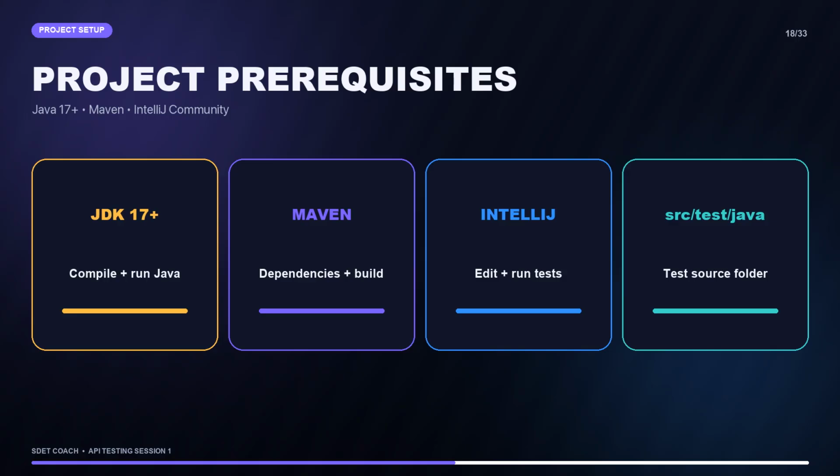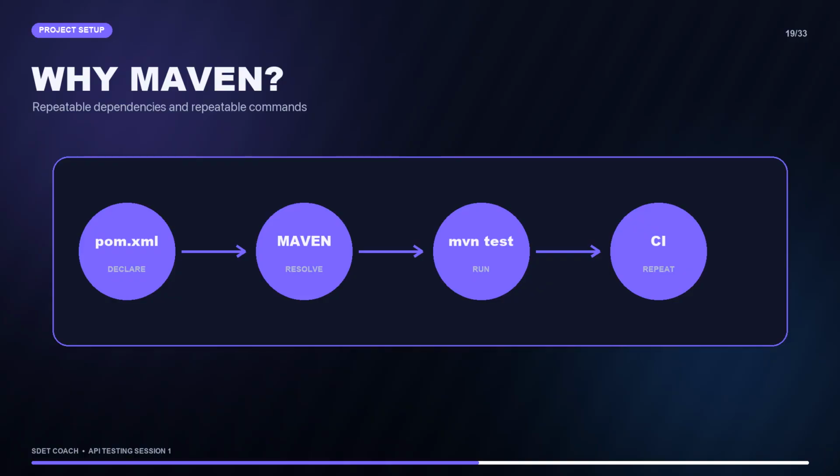Create a new Maven project. Use a simple group identifier such as com.example and an artifact name such as api-tests. Keep the default source layout. Production code belongs under src/main/java. Test code belongs under src/test/java. We will place our first API test under the test folder because Rest Assured and TestNG are test dependencies, not application features.